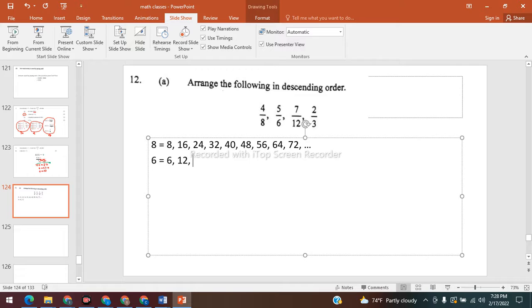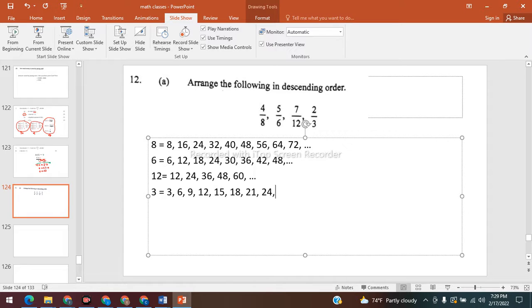6 is going to be 6, 12, 18, 24, 30, 36, 42, 48, 54. 12 is going to be 12, 24, 36, 48, 60, 72, and so on. 3 is going to be 3, 6, 9, 12, 15, 18, 21, 24, 27, 30, 33.